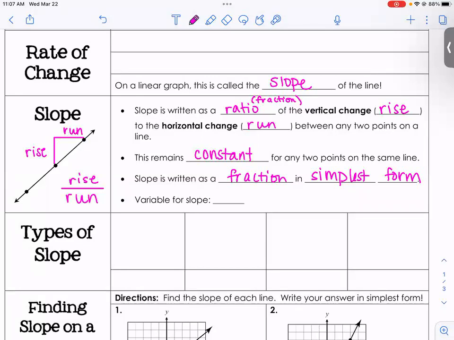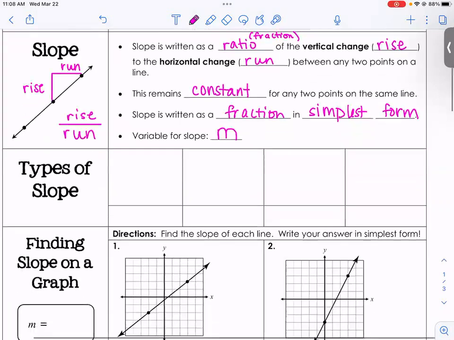Don't ask me why. But the letter for slope is M. Well, because all of this stuff was not discovered in the English language. We should change it.